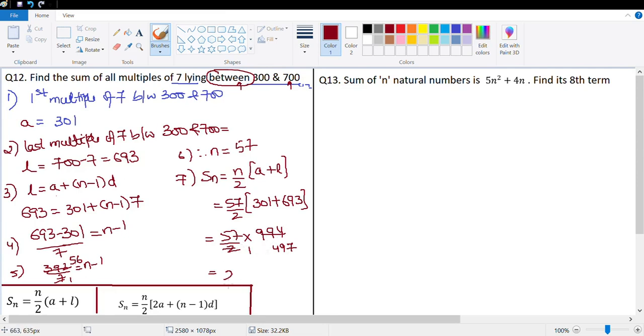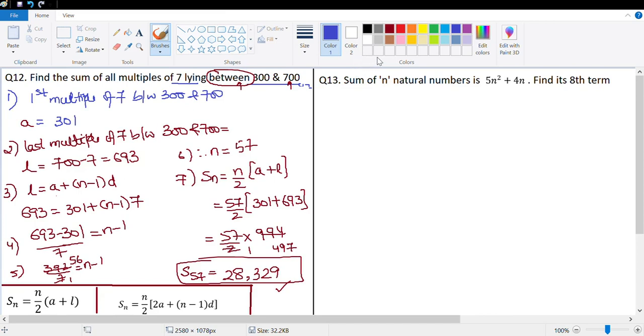I have done this calculation separately. This answer is 28,329. So the sum of all terms which are multiples of 7 between 300 and 700 is 28,329.